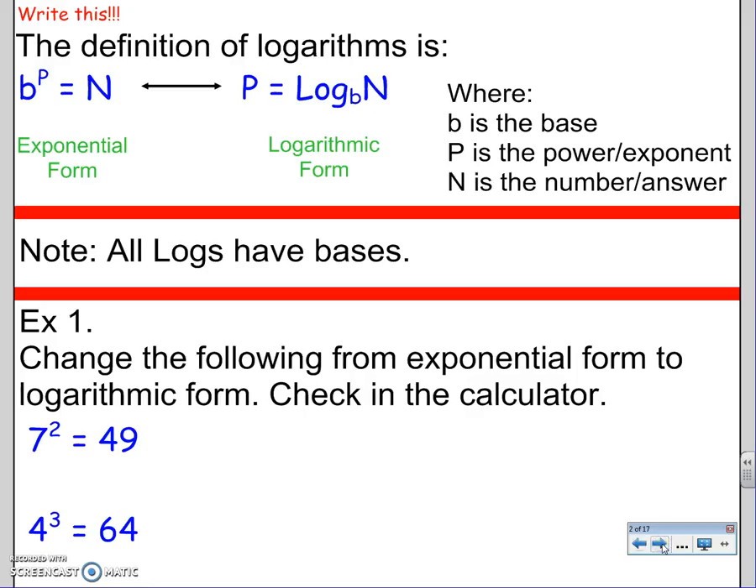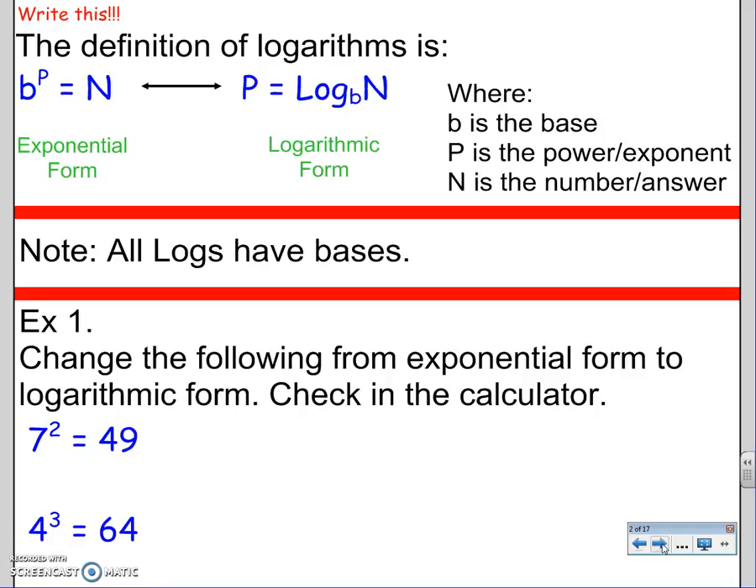So, the definition of a logarithm is b to the p power equals n. So, a base to power p equals n, a number. That's the same as p equals log base b of n. So, the power equals the logarithm of base b of a number n.